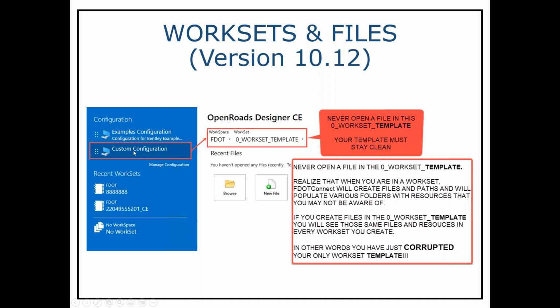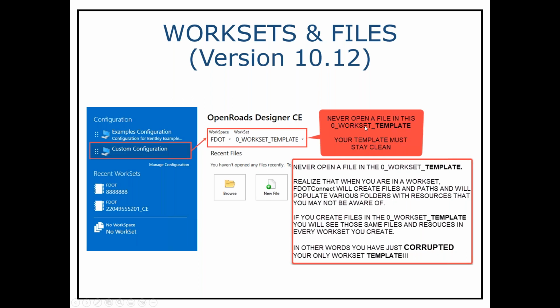Since 10.11, you have over on the left side a custom configuration selection. So that's where we build our state kits. If you want Bentley configuration examples, that's the upper selection up here. In order to get the DOT workspace, you need to be in a custom configuration, and you'll see the DOT workspace and the work set.